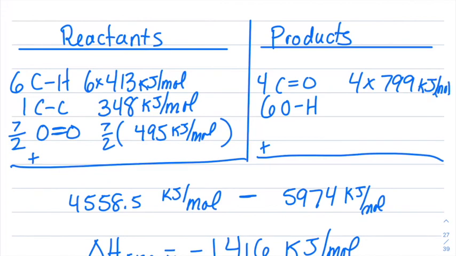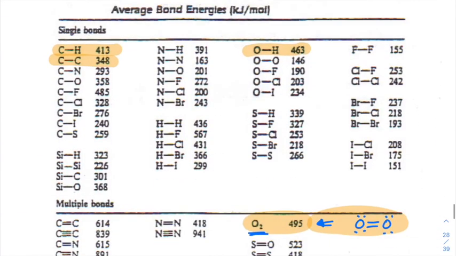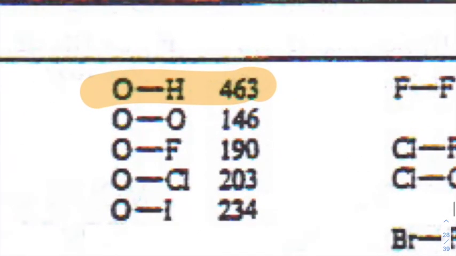And I should say 799 kilojoules per mole. Now we're going to do 6 times our OH bond. And the OH bond is 463 kilojoules per mole.